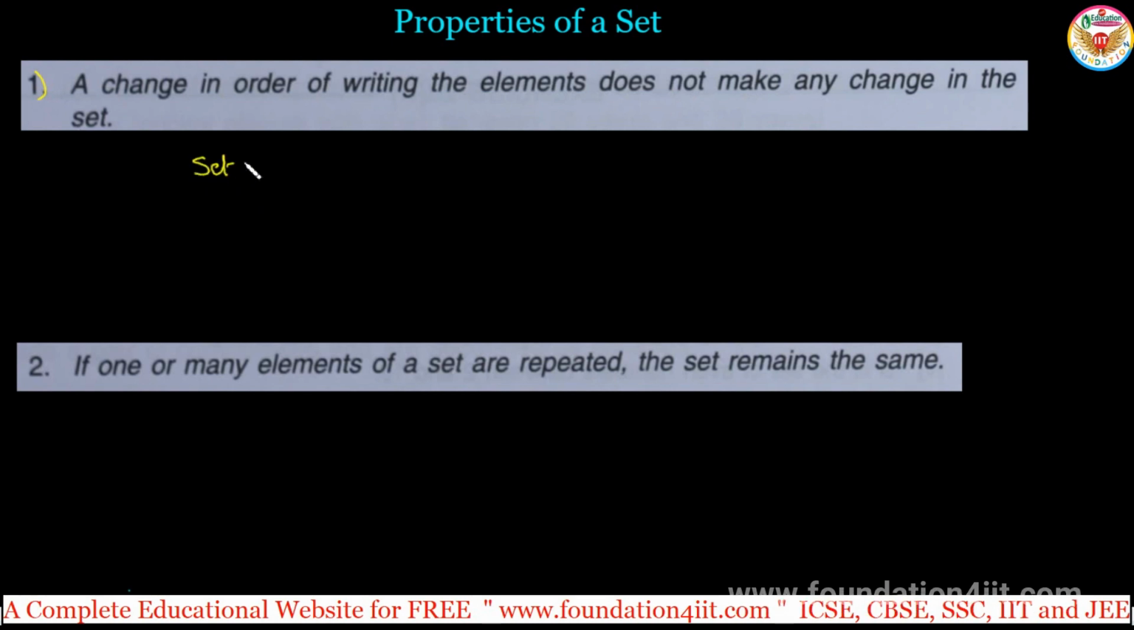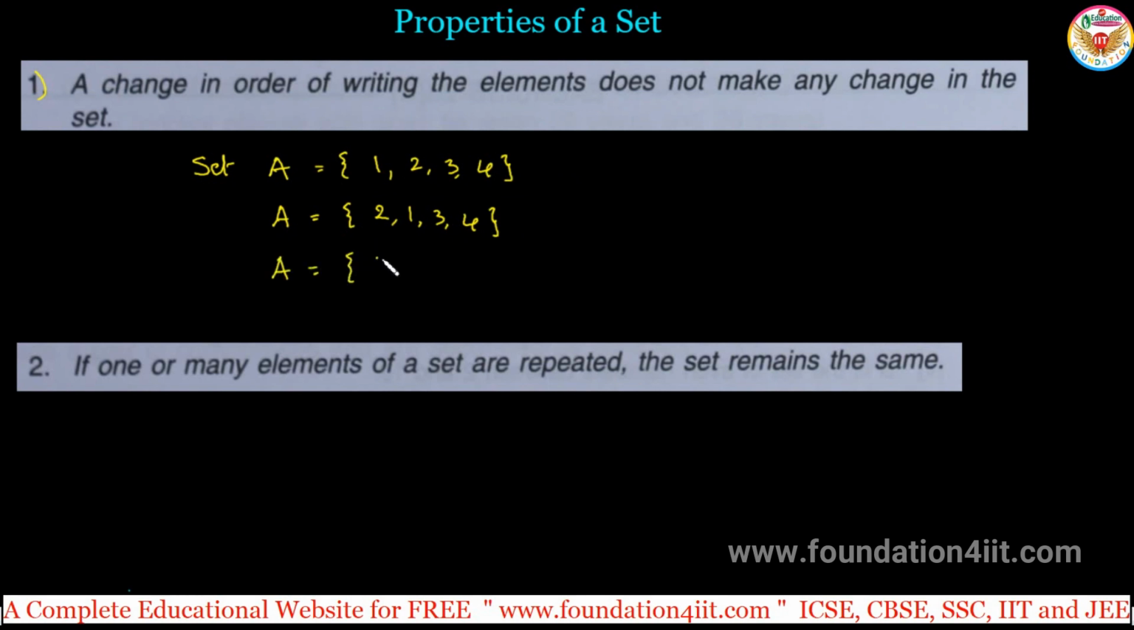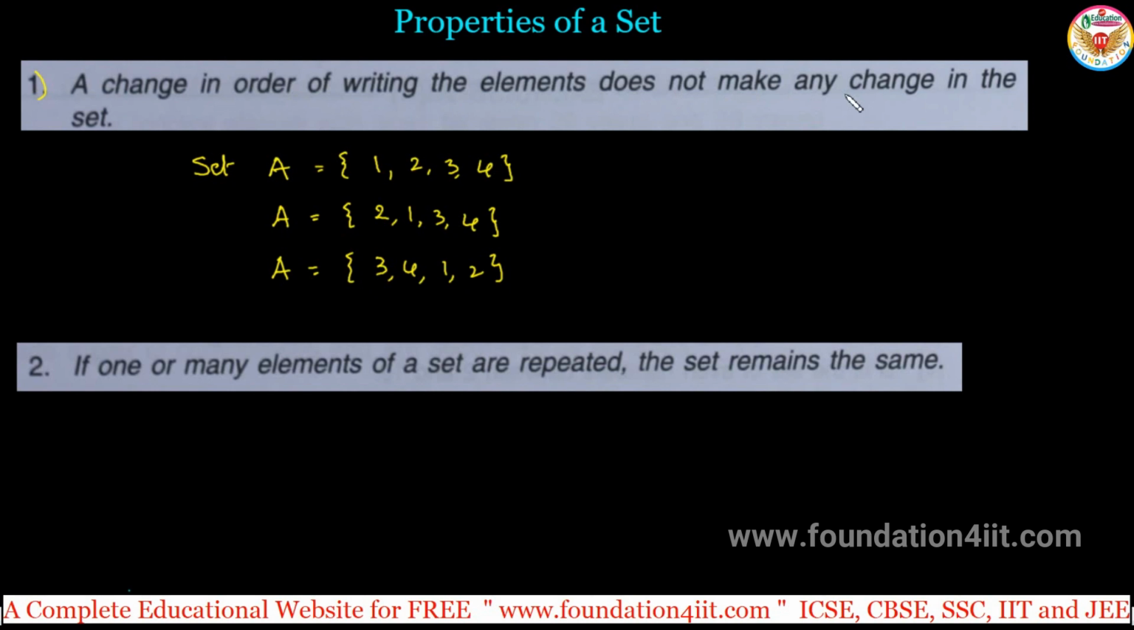For example, set A. Let us take elements 1, 2, 3, 4. So 1, 2, 3, 4 are the elements or members in set A. Same way, set A I can write even as 2, 1, 3, 4. Both are same. Even set A I can write as 3, 4, 1, 2. So any change in order of writing elements does not make any change in the set. So set will be same.